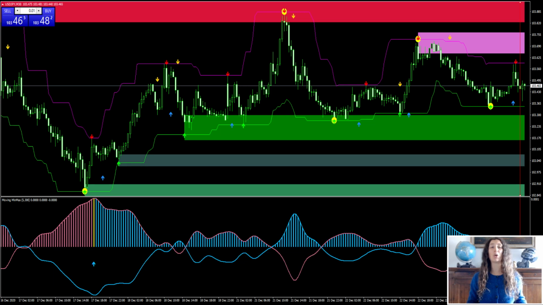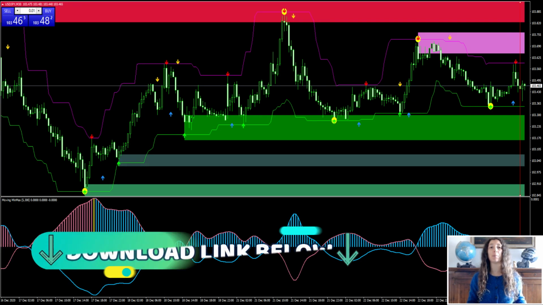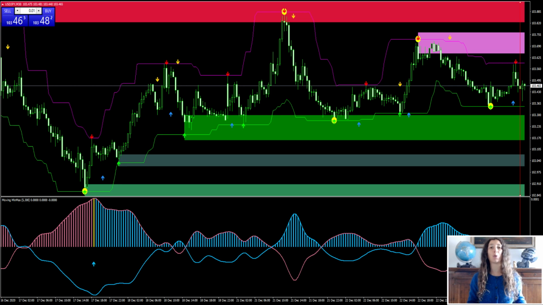Today I will show you the price action killer MT4 and MT5 Forex strategy. This trading system is based on the Moving Min and Max indicator filtered by support and resistance zones. The entry timing is based on the buy and sell arrow.